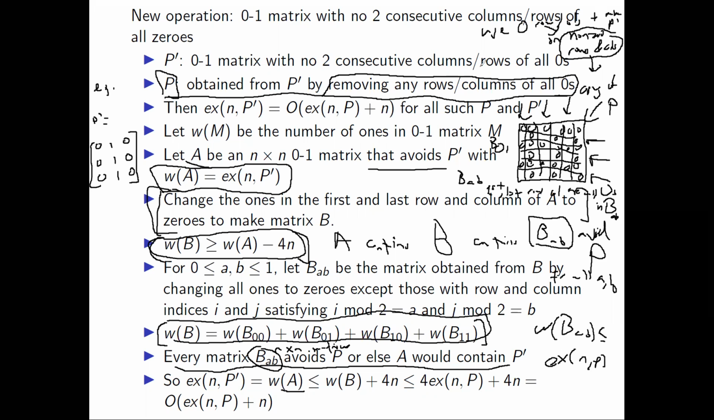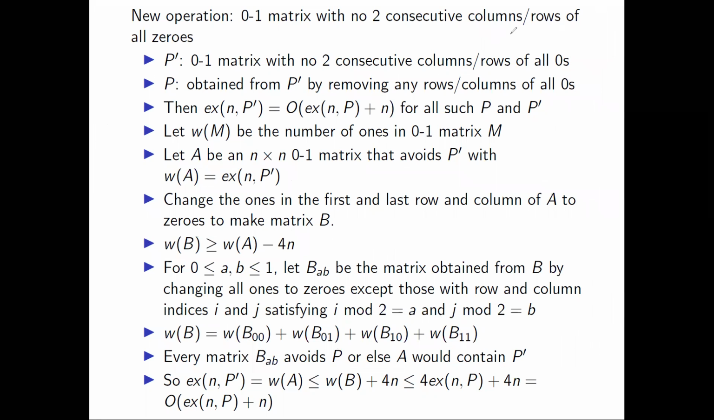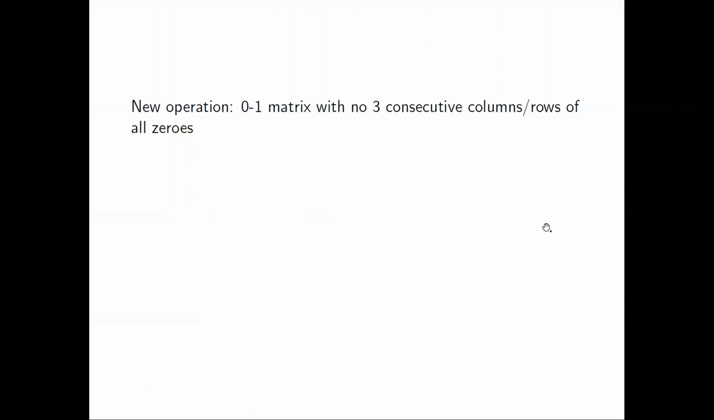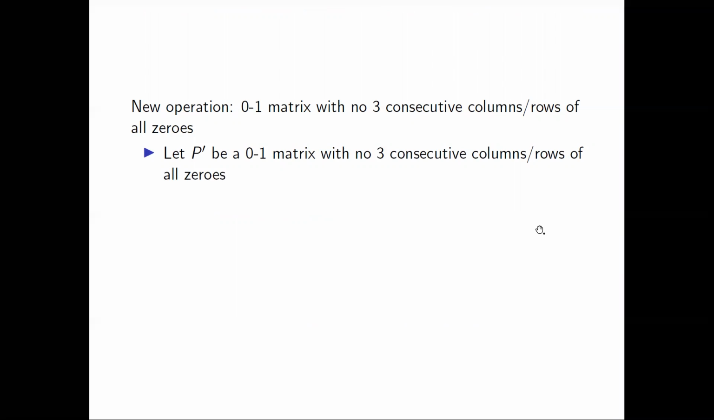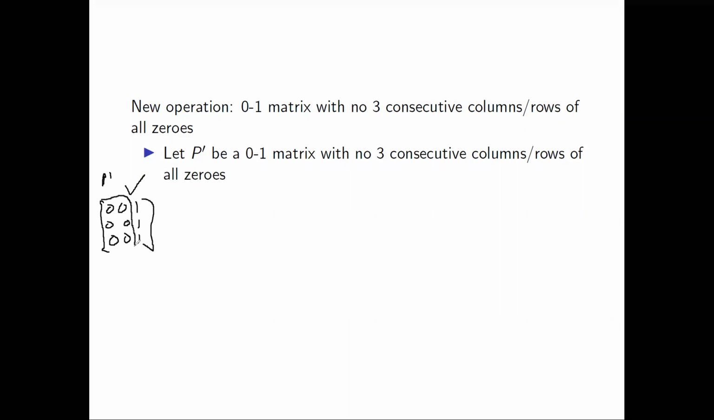Before we finish the video, I want to give you a practice problem, which is kind of similar to this proof. Suppose we have this 0, 1 matrix P prime, and it has no 3 consecutive columns or rows of all zeros. So, for example, P prime, this one right here, that's fine. There are 2 consecutive ones, that's fine, but there's no 3.